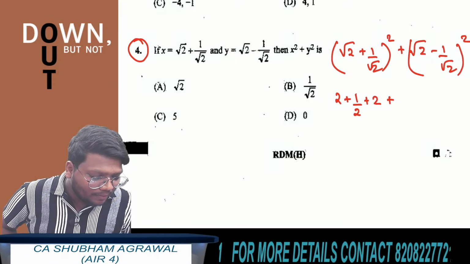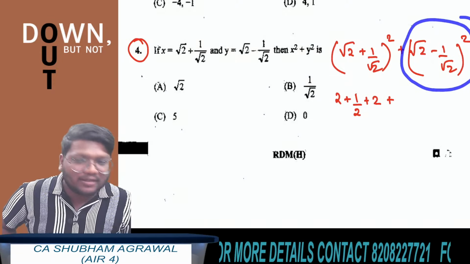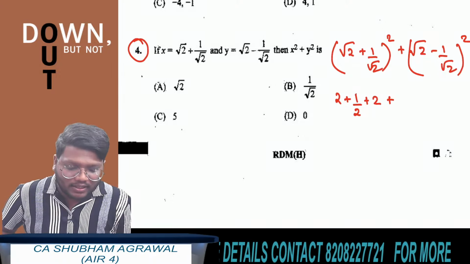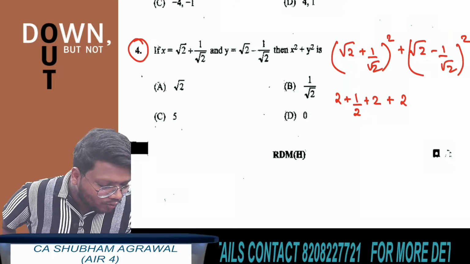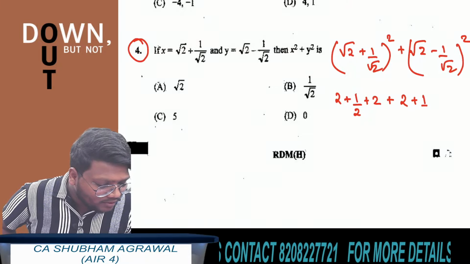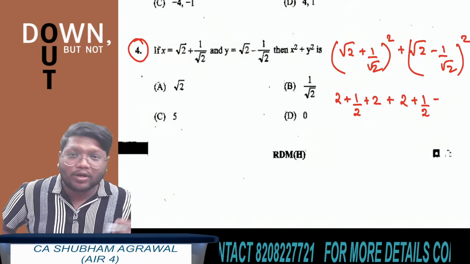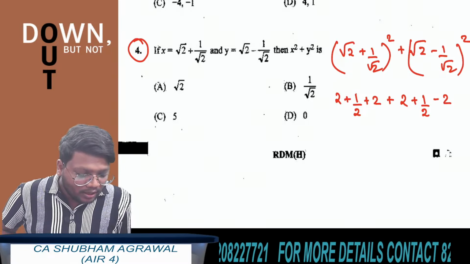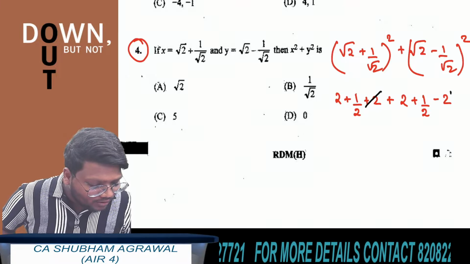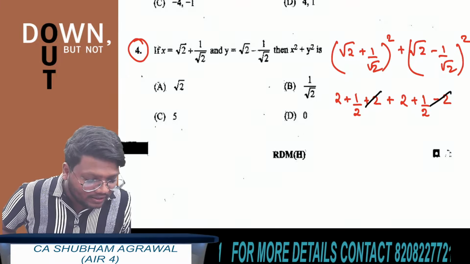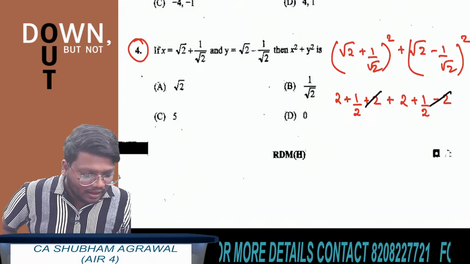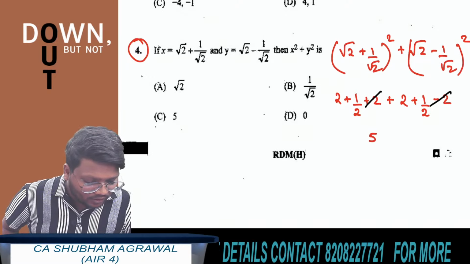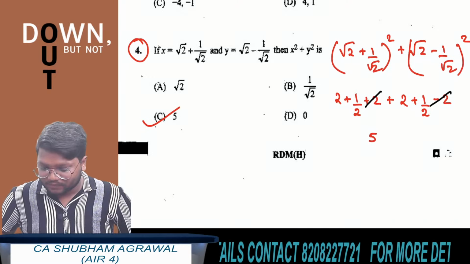Then plus. Now how to expand this? You can use the identity of a minus b whole square, which is a square plus b square minus 2ab. So here root 2 square is 2. Then 1 by root 2 square is 1 by 2, minus 2 multiplied by root 2 multiplied by 1 by root 2, which is minus 2. Now you can see that plus 2 minus 2 gets cancelled. What is the answer? 2 plus 2 is 4, and 1 by 2 plus 1 by 2 is 1. So 4 plus 1 is 5. This is the final answer, 5. Which option is correct? Option C.